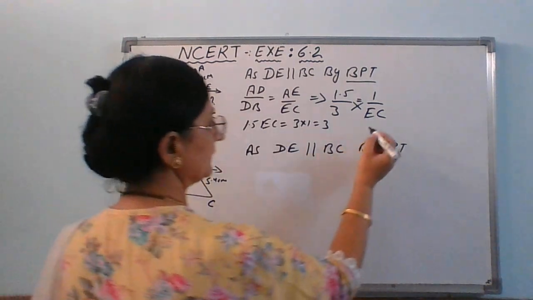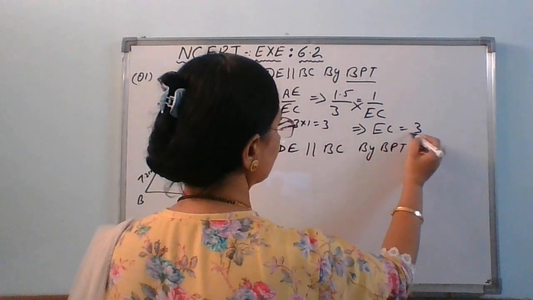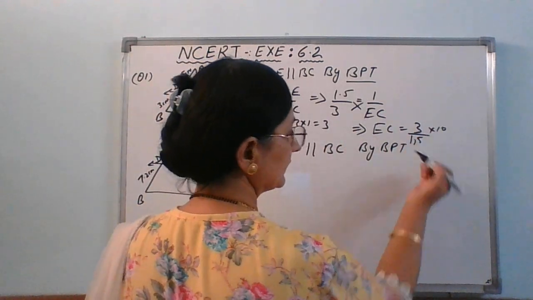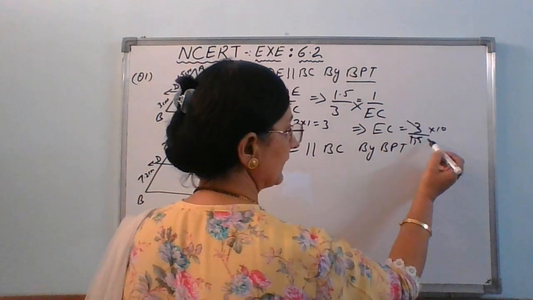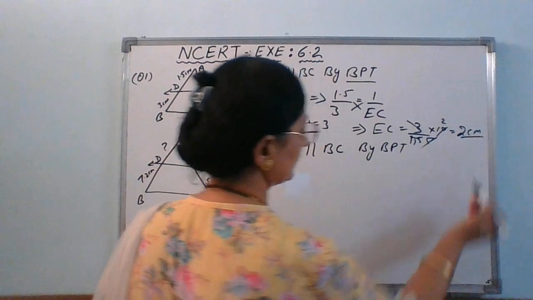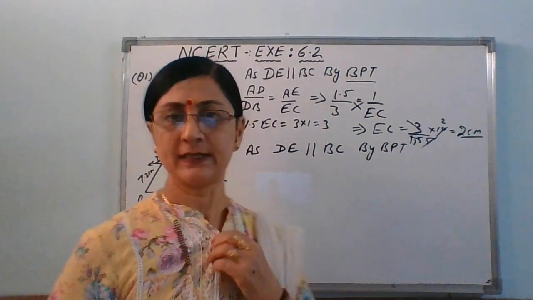So in order to find EC, we have to divide by 1.5. You can put 10 there and remove the decimal. So 3 5s are 15 and 5 2s are 10. The unit was centimeter. So what is the length, what is the value of EC? That is 2 centimeters.